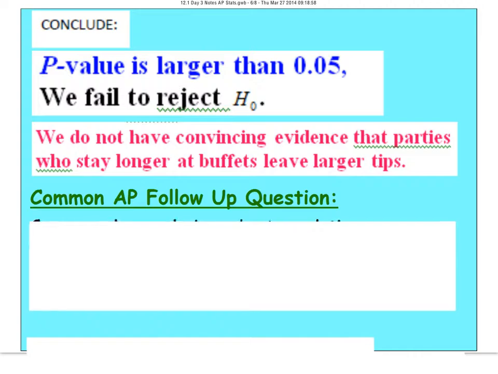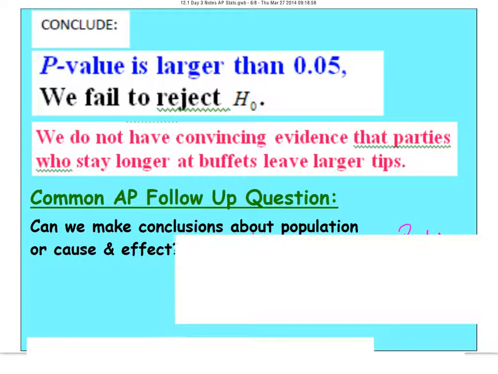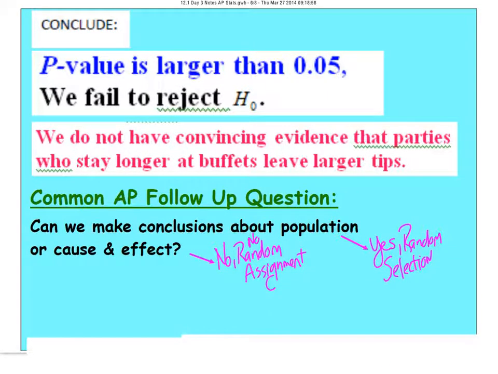They would typically ask you, can we make conclusions about the population or about cause and effect in this case? So think about what we've done. Making conclusions about the population, can we? Yes, they actually used random selection. They randomly selected the tips they were looking at, so we can look at the population, that's this restaurant. How about cause and effect? No, in this case, there was no random assignment or there was no treatment that was actually assigned. So cause and effect can only be done if a true experiment happens. In this case, Charlotte was just doing an actual study, looking at the observations.